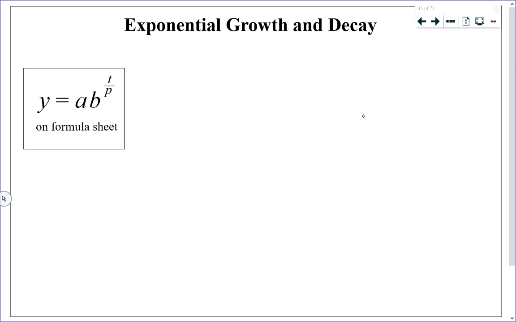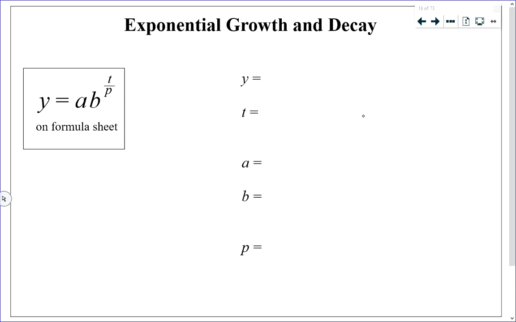Exponential growth and decay is a huge part of this unit. This is the formula that we use to analyze any exponential growth application or any exponential decay or decline application. And in this formula, there are 5 different letters: y, t, a, b, and p.